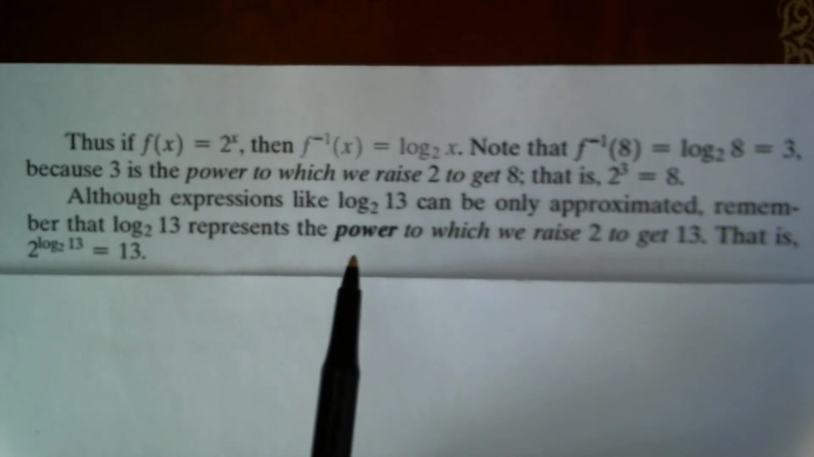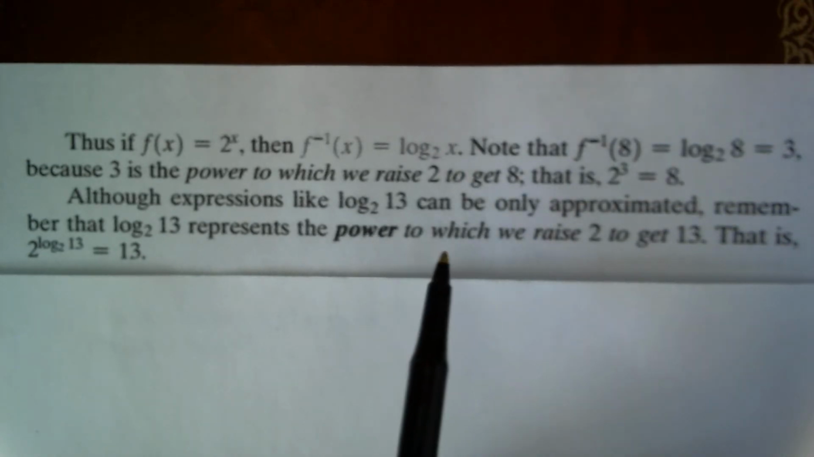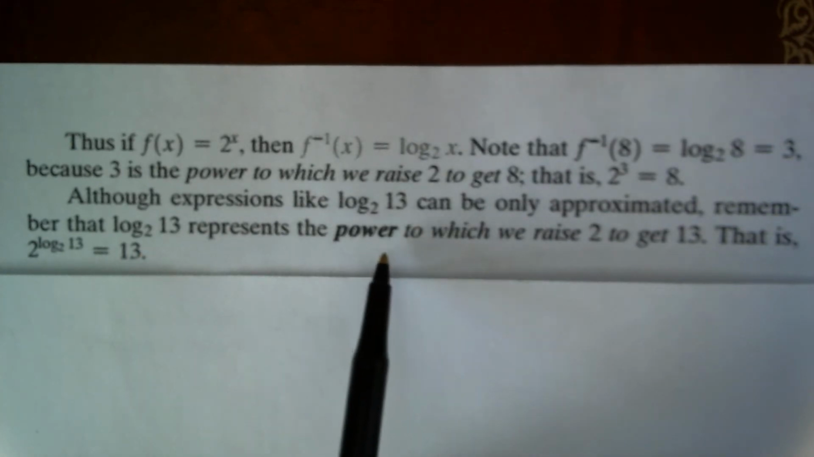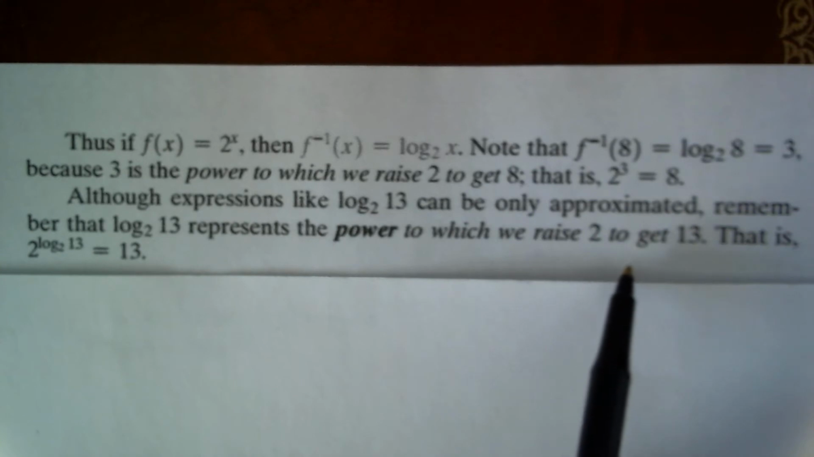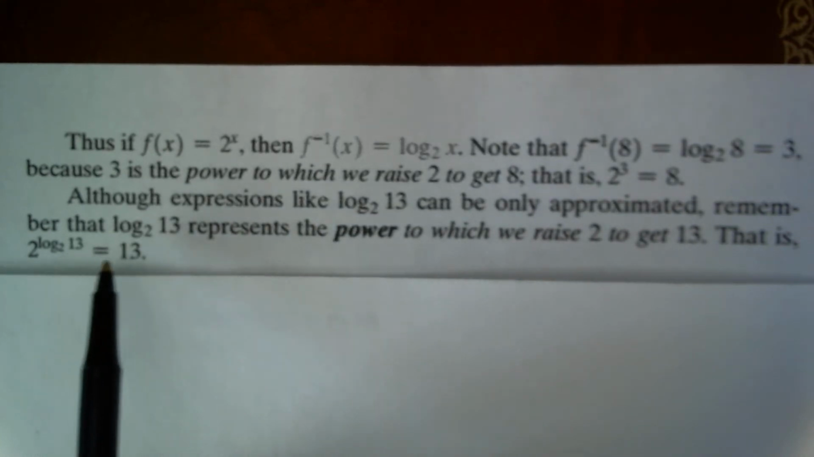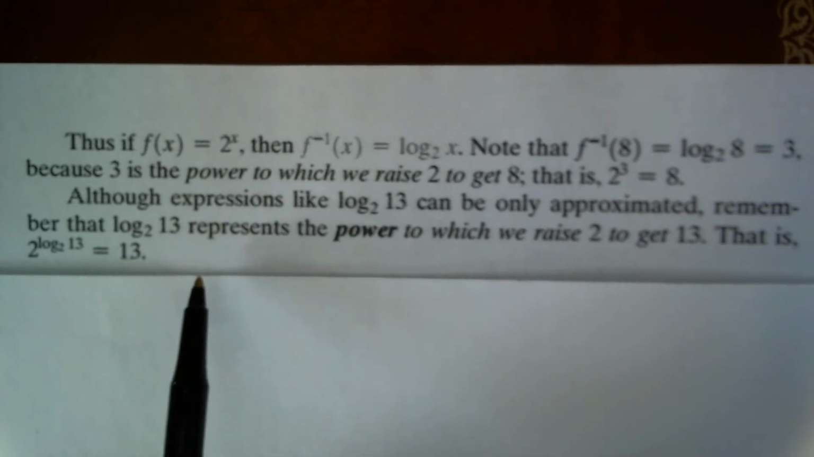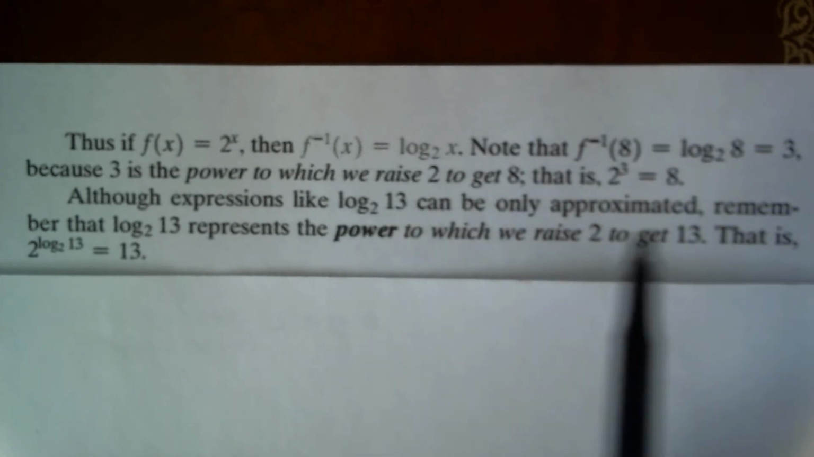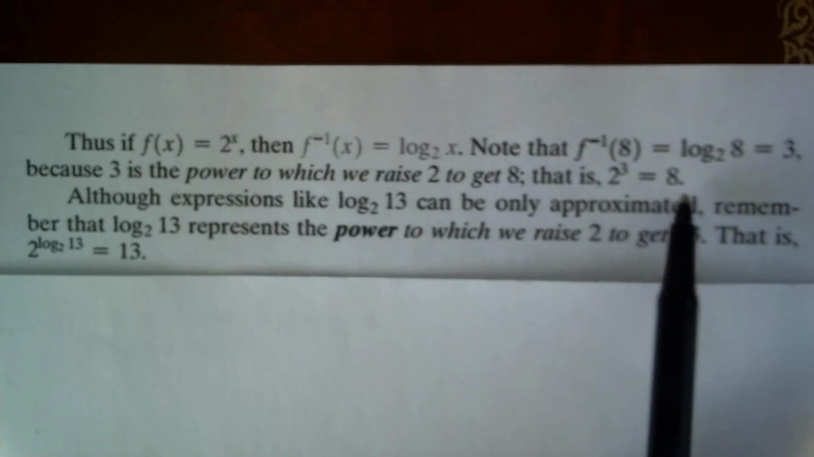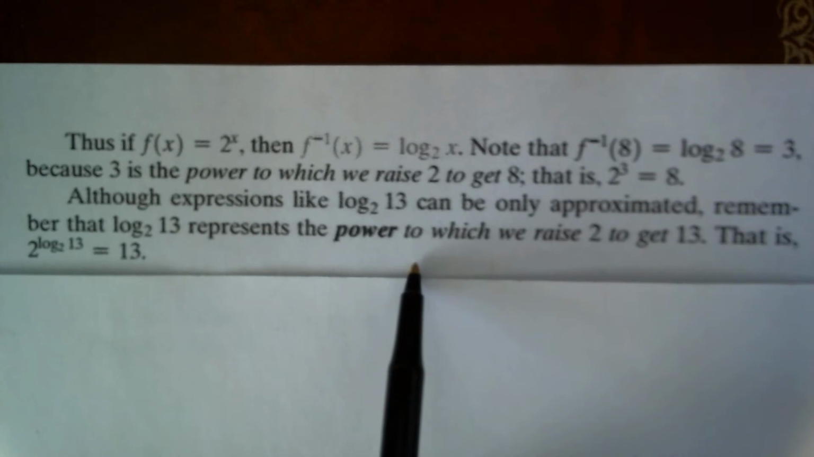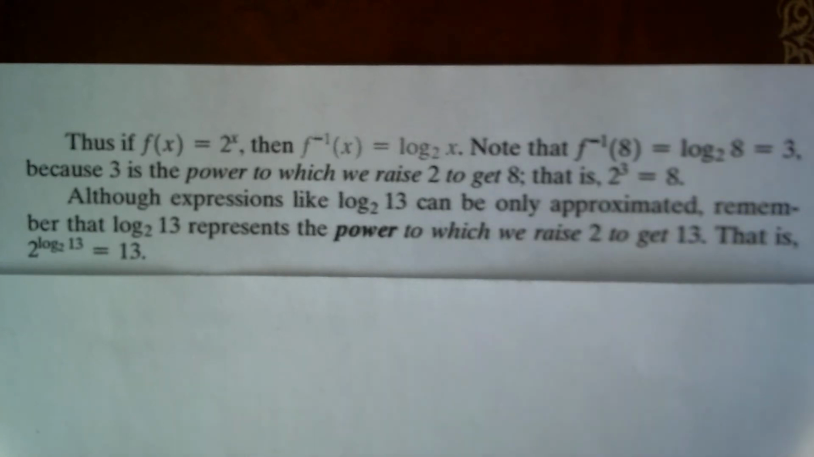Although expressions like log base 2 of 13 can only be approximated, remember that log base 2 of 13 represents the power to which we raise 2 to get 13. So 2 to the log base 2 of 13 equals 13. In other words, that would be a number between 3 and 4, because 2 to the third is 8, and 2 to the fourth is 16. And so to get 13, it's going to be between 3 and 4.